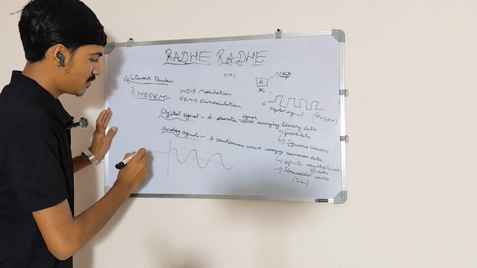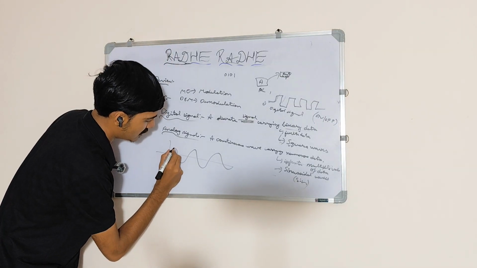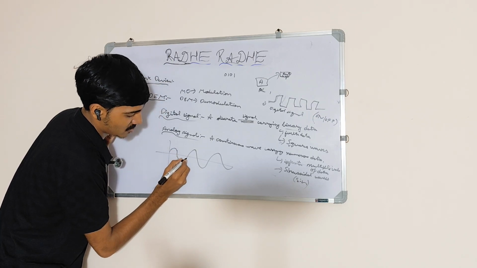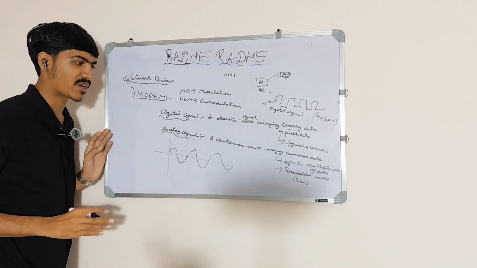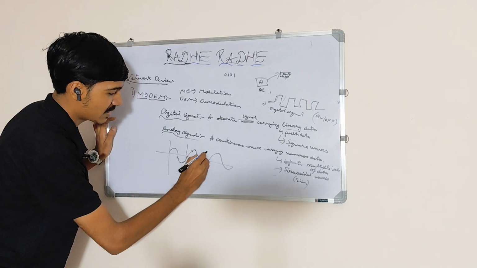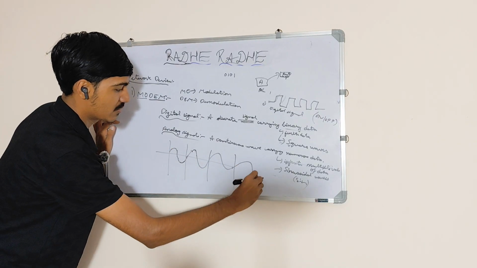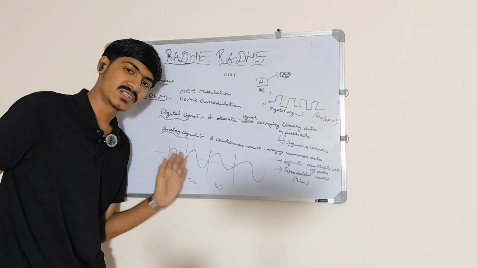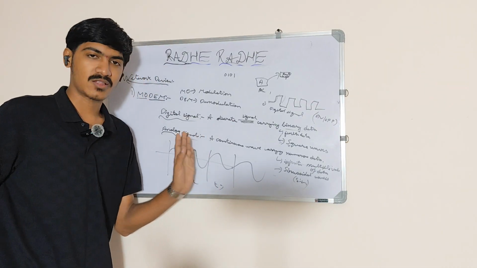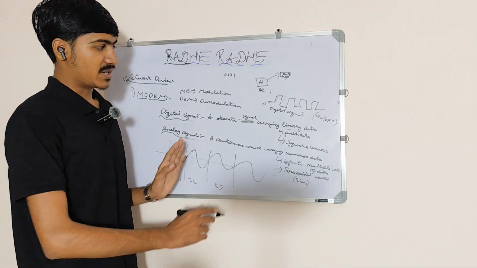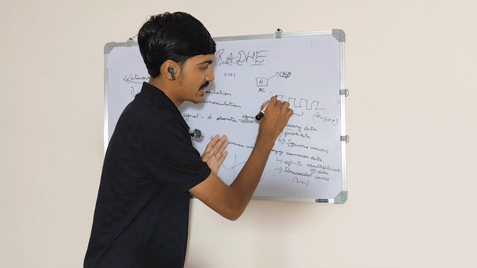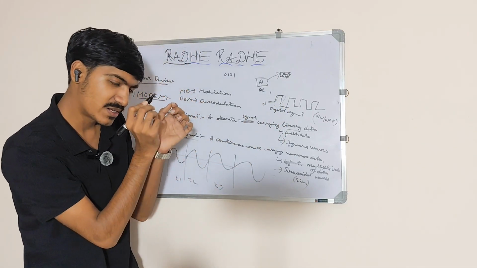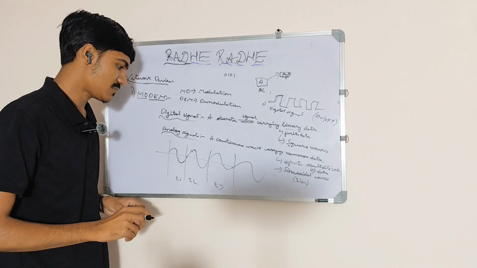Now here if you see, at this point it is carrying multiple data. This is one time period, this is the second time period, this is the third time period. At any particular instance of time, it's carrying a numerous amount of data. But in case of a digital signal, at this time it is completely 1, at this time it is completely 0. It's not like it is at some particular phase.